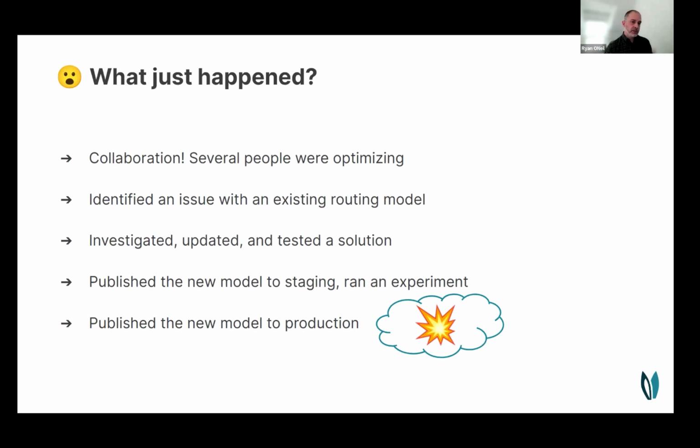So in this case, what we did was we identified an issue with an existing routing model. The issue was actually fairly simple. We investigated it, we updated it, we tested out a solution. We tested it against old data that we had saved from previous runs.